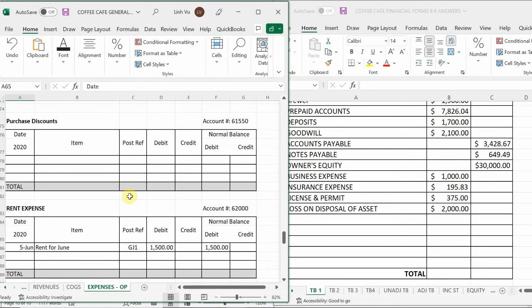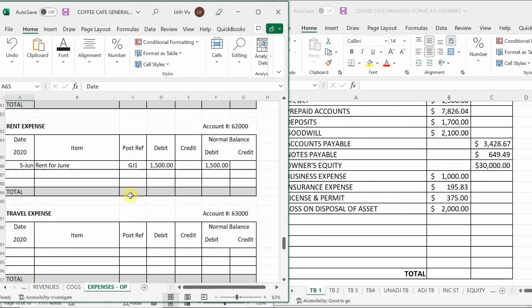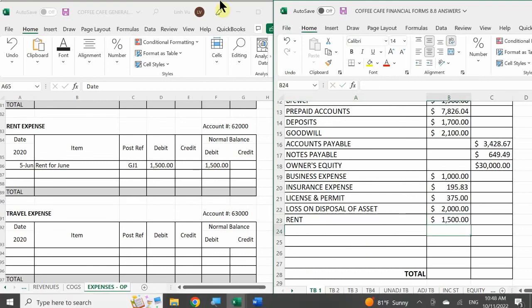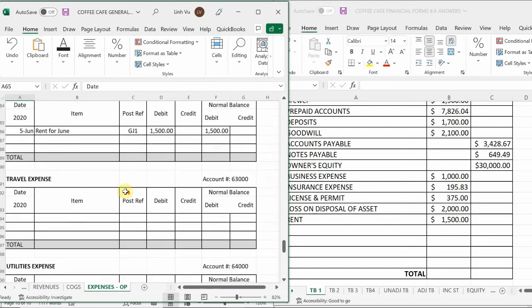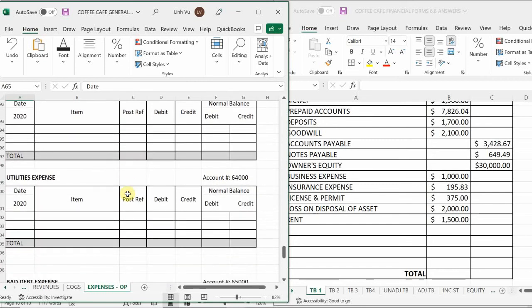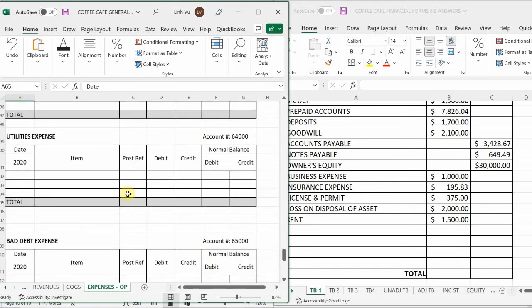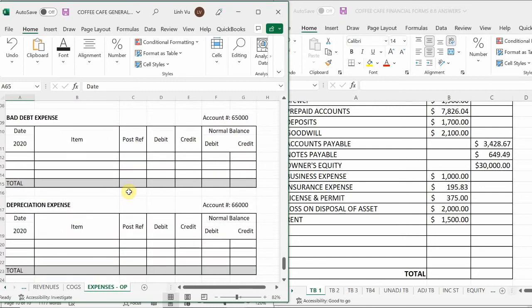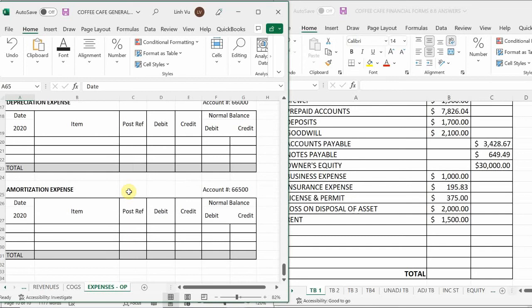Okay. What about rent expense? Yes, how much is rent? $1,500. $1,500. Okay. Any travel expenses? Not yet, right? We don't have a car to travel. Utilities, we haven't used any of our electricity, water, or gas yet, so no utilities there. What about bad debt? Nope, we haven't even opened up our business yet to even have bad debt. We haven't done depreciation or amortization yet. So in this case, that is it.